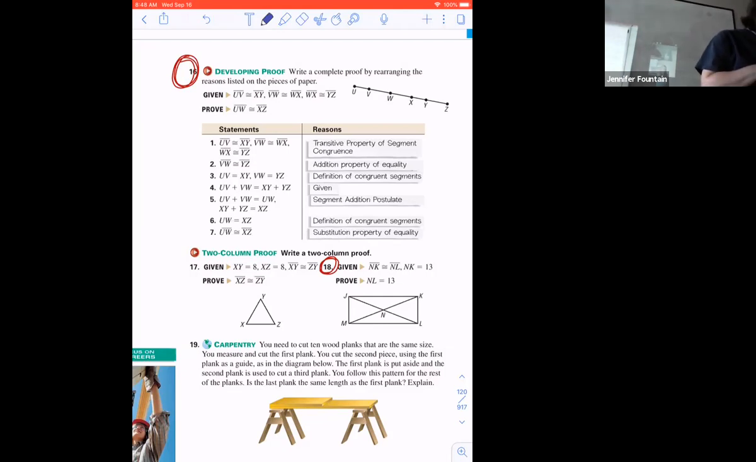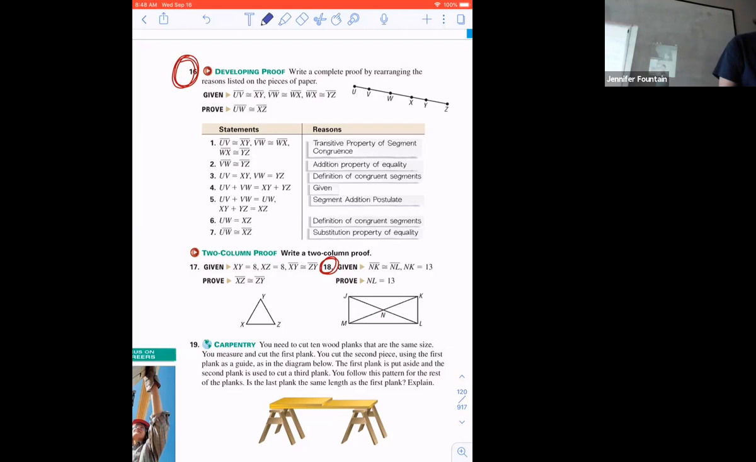And then when I look at the next one, I've gone from my given and I have that segment VW is congruent to segment YZ. Okay, so which property do I use for that one? Transitive. Good, the transitive property. Okay. All right, then step 3 says that UV equals XY and VW equals YZ. So remember we talked about how when I see those equal signs, that's a key to me that I'm dealing with a definition. And so that's going to be our definition of congruent segments.